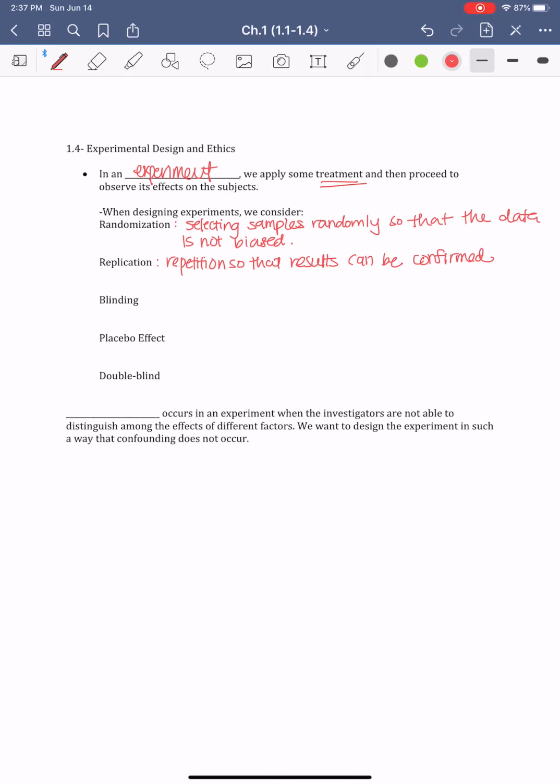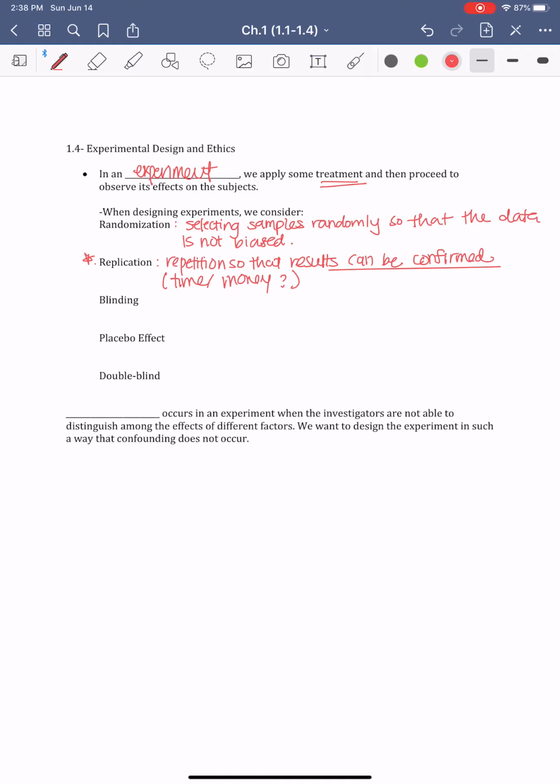Now, not all experiments go through a replication because it takes double the time and also twice as much money. So replication is good, but time and money are involved. People who are doing an experiment consider this, and not all studies go through replications.